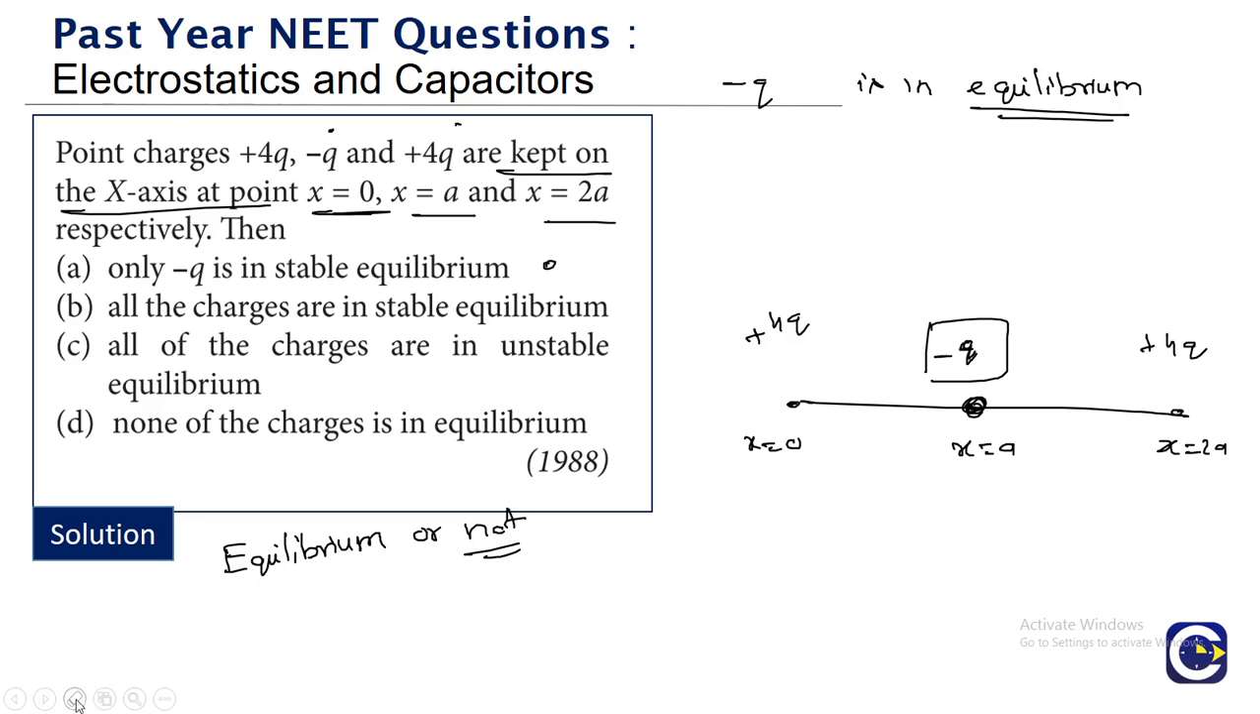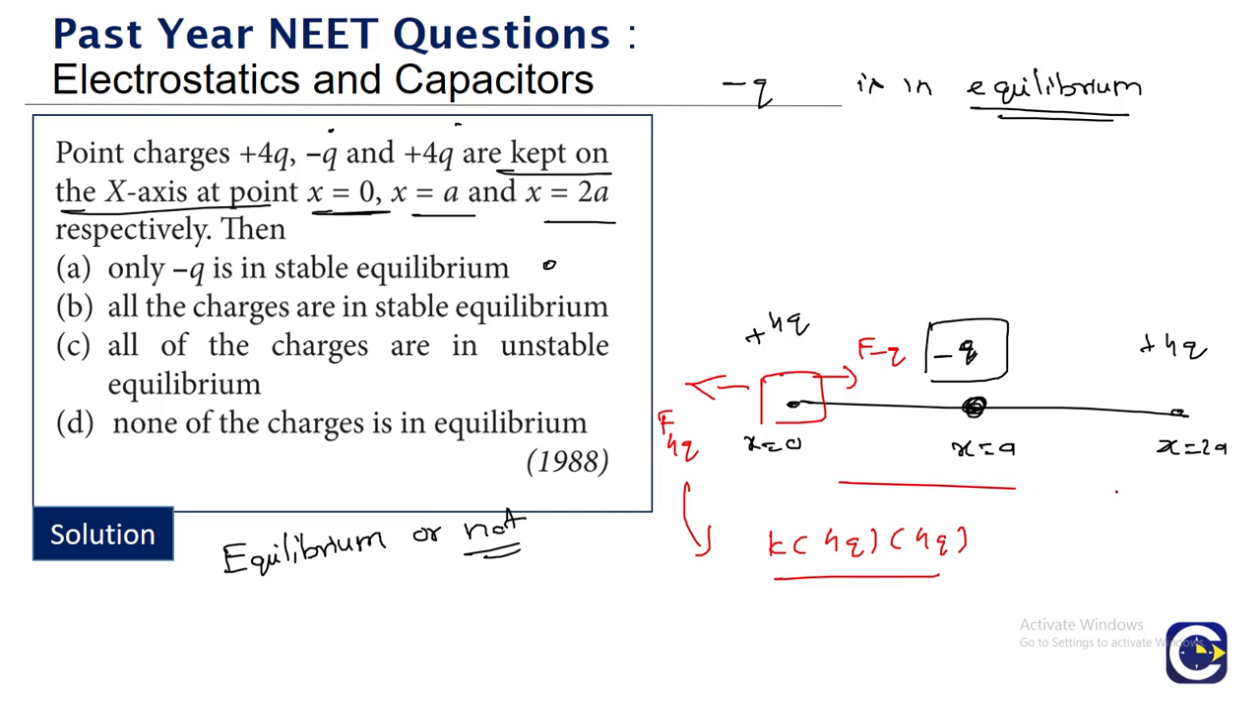So here what we will do is we look at any one of them. Let us focus on the plus 4q. This will be repelled by the other 4q charge. It will be attracted by the minus q charge. So what about this force value? K into 4q into 4q divided by distance between both the charges, which is 2a, squared. 2a square means 4a square. 4 is cancelled. 4kq square by a square.